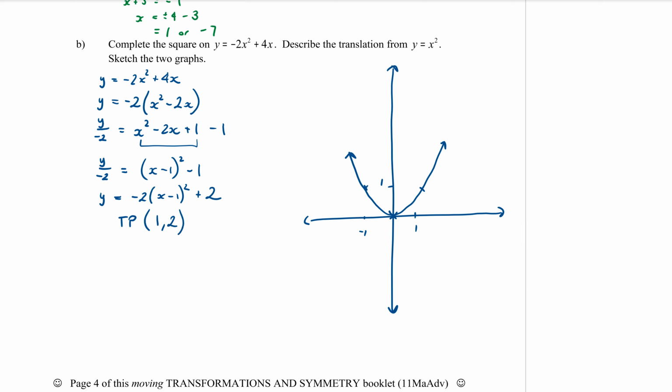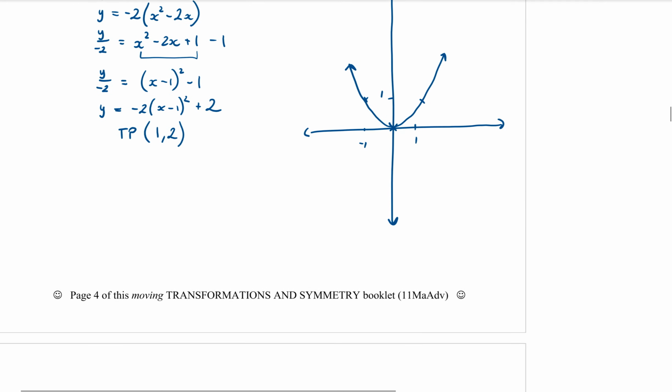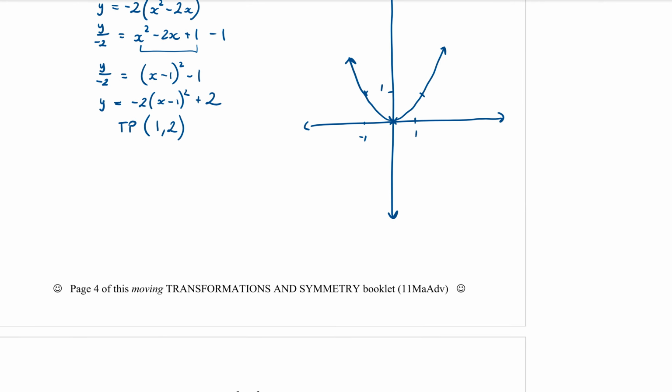The 2 that is in front of that bracket doesn't do anything for the turning point, but it does tell me some other things about the graph. The minus sign tells me that the graph has been reflected or turned upside down. The 2 in front of that bracket tells me that the parabola is going to be made steeper, and the turning point itself told me that the parabola had been moved 1 space to the right, so it's been moved right 1, and the y value of 2 means it's been moved up 2.